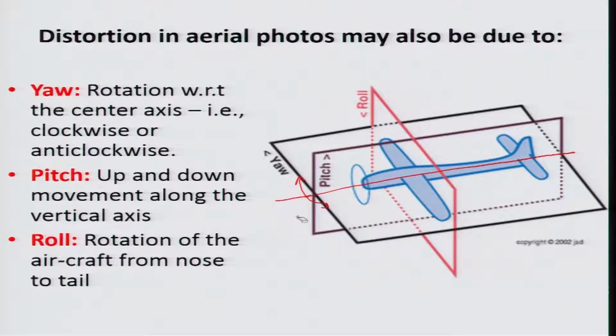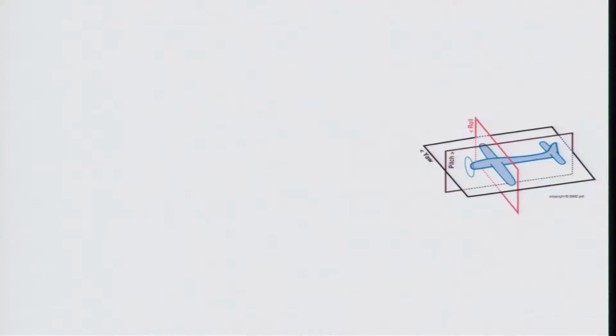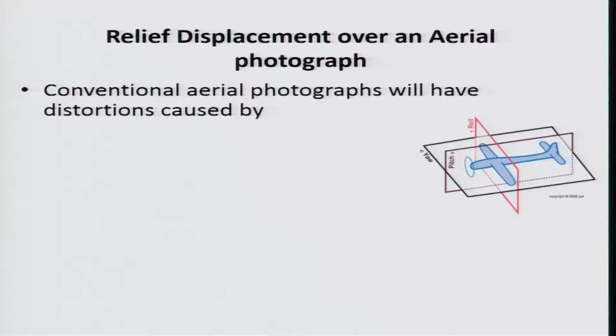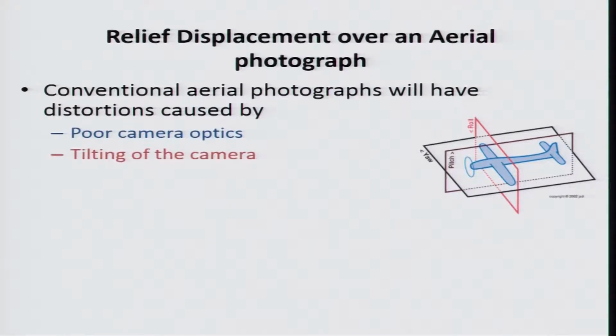So, these are a few things which we cannot help while taking the mission or flying over the terrain. So, relief displacement over aerial photos. Conventional aerial photographs will have distortion caused by poor camera optics. These are add-on distortions which can be added because of the poor camera optics.